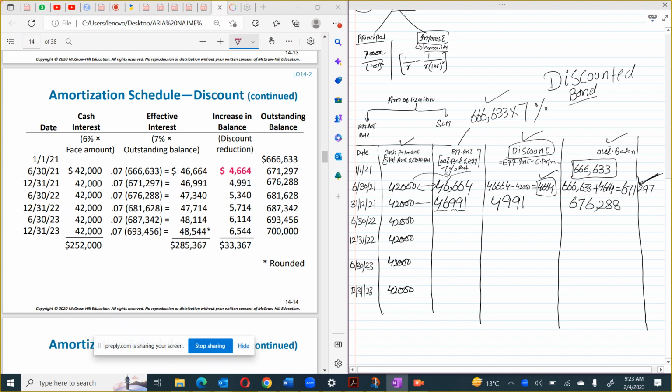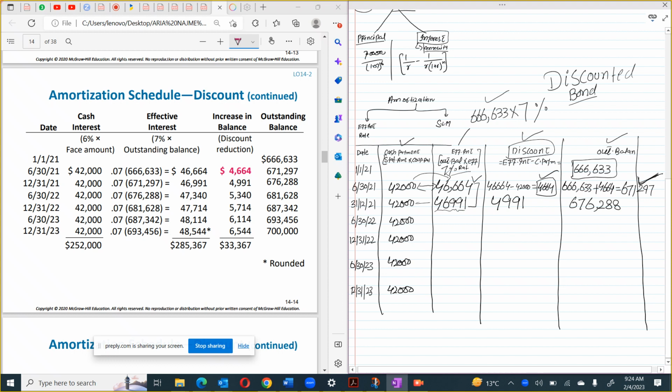Got it? Now I'm moving to your homework. In your homework, if you remember, they have asked to calculate the total interest expense. Remember, this interest expense for 46664 is only for 6 months, but I need 1 year interest expense. What will I do? I will add both of these.